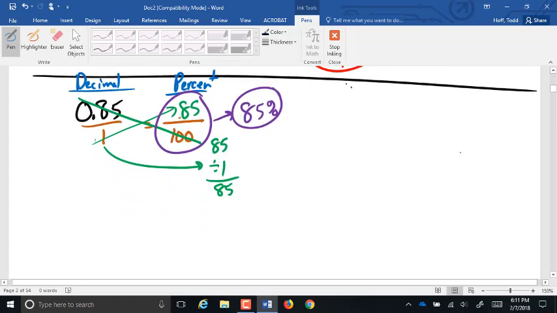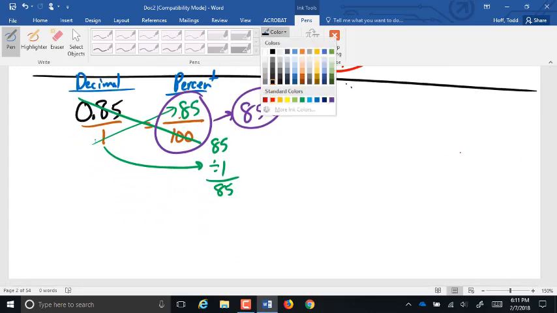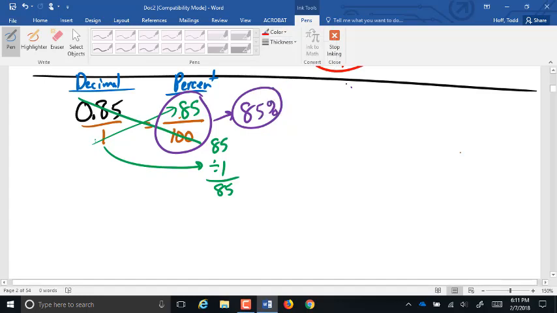Well, we can see there again, when we go from a decimal to a percent, we're going from something over 1 to something out of 100. And really all we're doing is just multiplying both the top and the bottom of that fraction by 100. 1 times 100 gives us 100. 0.85 times 100 is 85. That's 85%. So go ahead.